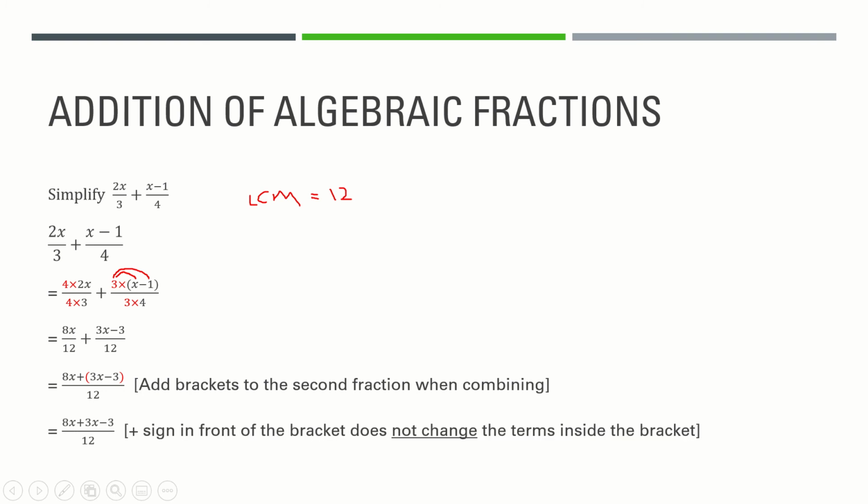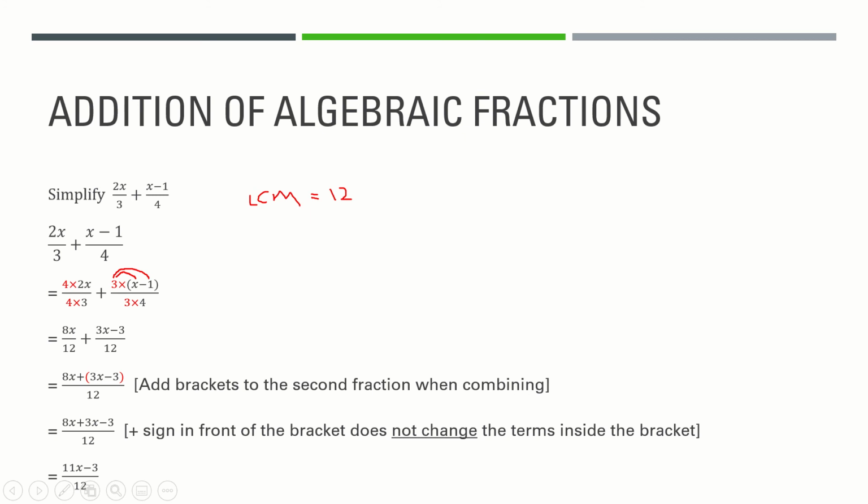And remember the trick, if there's a plus sign in front of a bracket, it does not change the terms inside the bracket. So when I remove the brackets, it still remains as plus 3x minus 3. So no change. Simplify them when you have the same like terms here. 8x plus 3x leaves you with 11x, and minus 3, over 12. So this is the final answer.